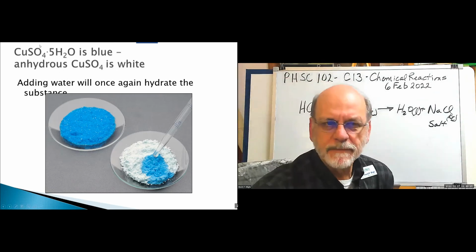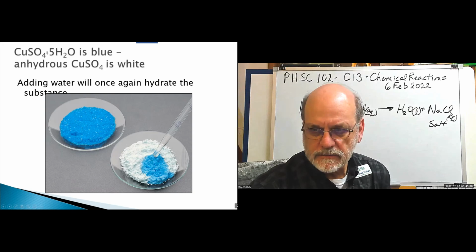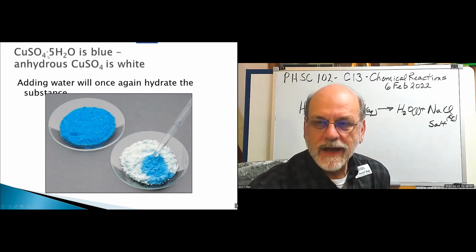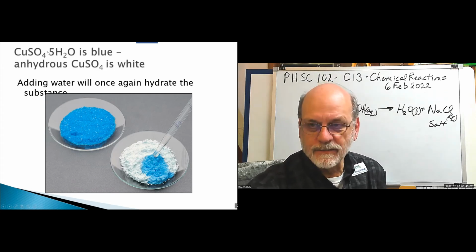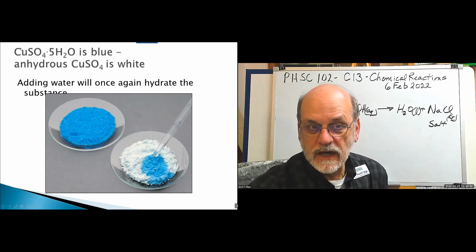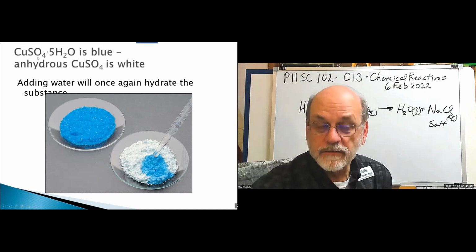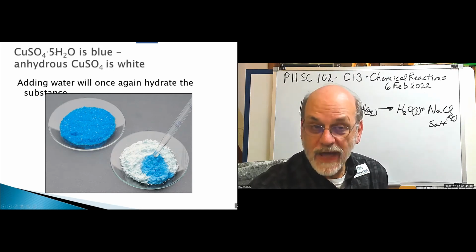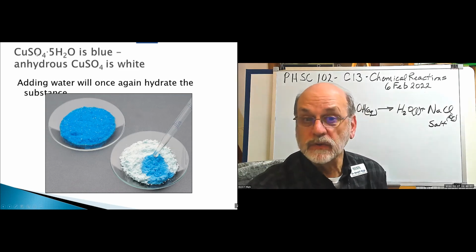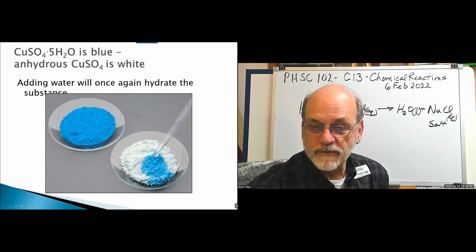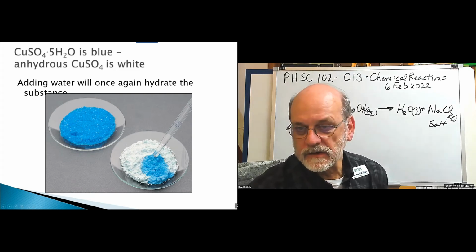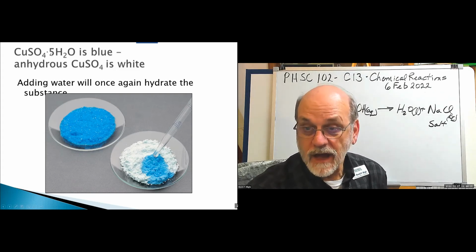It has to do with, and I mentioned this in a previous video, how to write waters of hydration for compounds. We use this dot in the middle of the line, and then how many waters are attached to each molecule of the compound. When you have water attached to copper sulfate, it turns blue. When we heat it up and drive off all the water, we have copper sulfate with no water. That turns white. And then if you add water back to it, you reconstitute the hydrated compound.